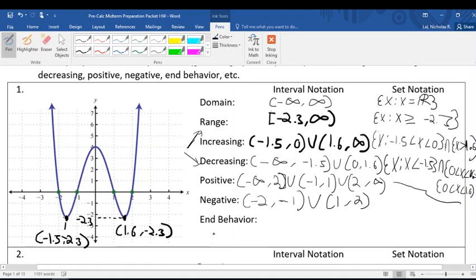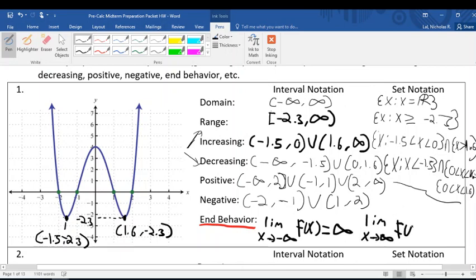As far as end behavior is concerned, hint, hint, this might be extra important to know. The limit as x approaches negative infinity of f of x is equal to infinity, and the limit as x approaches infinity of f of x is equal to infinity. So this is going to approach infinity looking at both end behaviors.